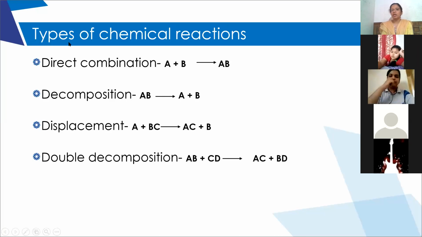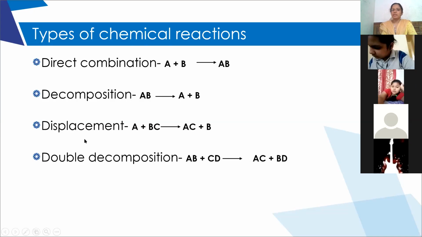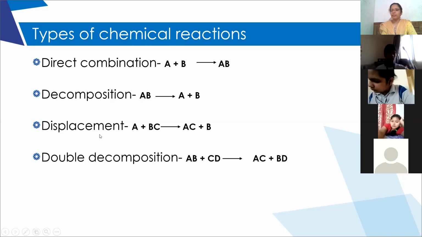So the first, direct combination, how can we define a direct combination reaction? The reaction in which two or more substances combine to form a single product. That is how we define a direct combination reaction. Whereas decomposition, it is a single reactant decomposes or splits into 2 or more products. Right. Whereas displacement reaction, what is displacement reaction?